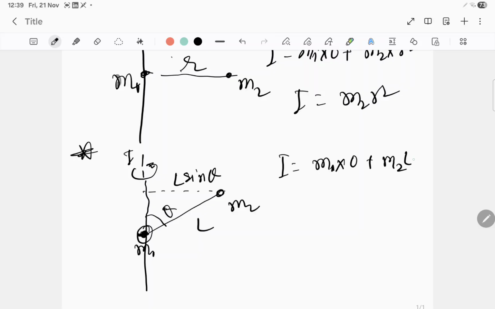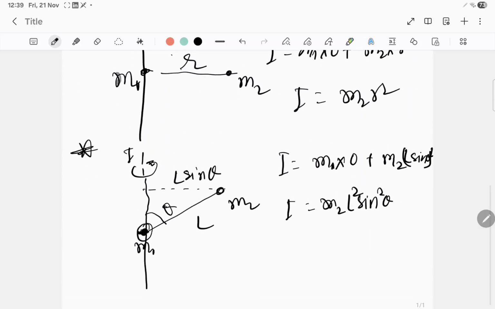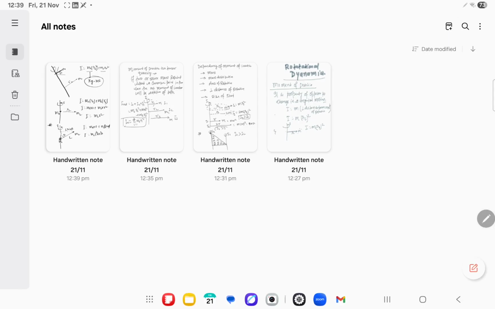So we have to write L sine theta whole square, and now this I will be m2 into L sine theta squared. Sorry, I = m2 L square sine square theta. So this is all about our moment of inertia in simple terms. Let's proceed to the next part.